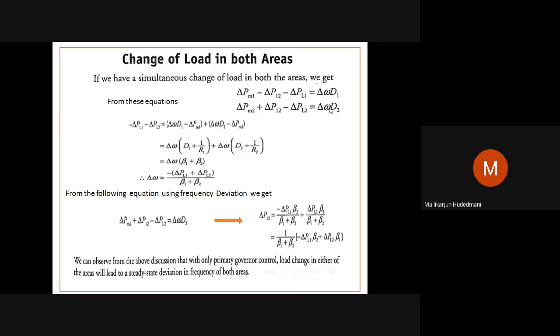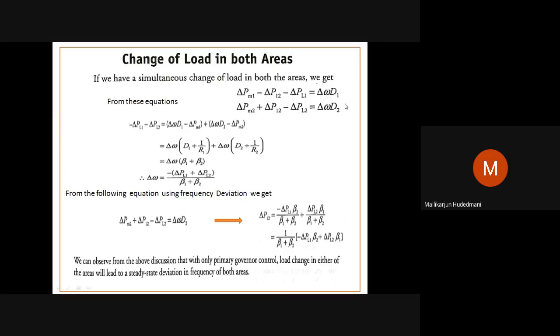So therefore, it's the same thing again. Take equation number 1, minus delta P12 minus delta PL1. Using this, I can simplify the equation. How will I be doing it? Delta PL1 minus delta P12. I hold here only delta PM1, and using the minus delta omega by R1, I transfer it to the right hand side. Similarly, in this equation, what will I do? I will do delta omega divided by R2 over here and transfer it to the other side.